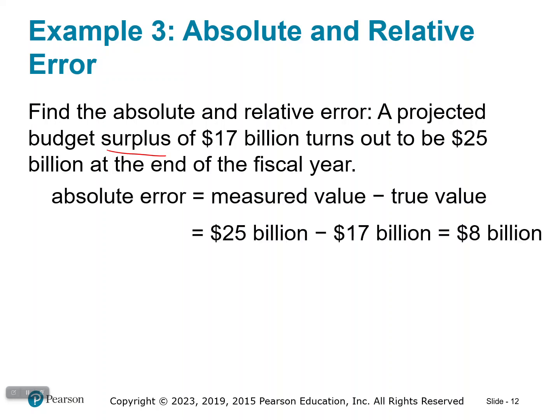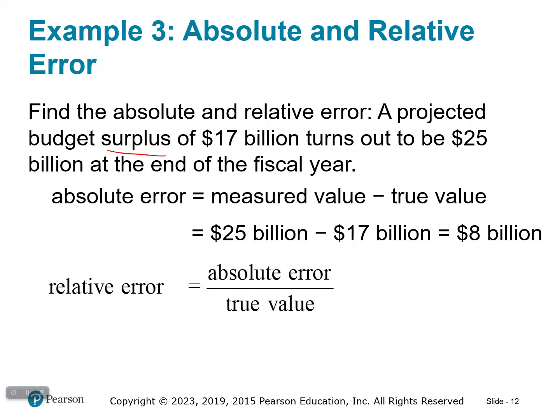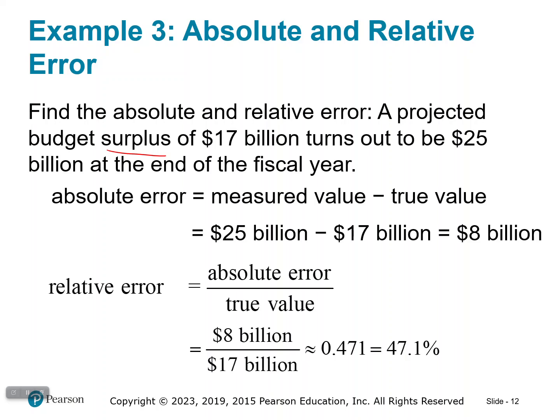Absolute error: 25 billion is what they had. They projected 17 billion, so they're over on their surplus of money by $8 billion. The relative error is that 8 billion compared to the 17 billion that we projected. That's a 47.1% error. Somebody has some really bad projections.